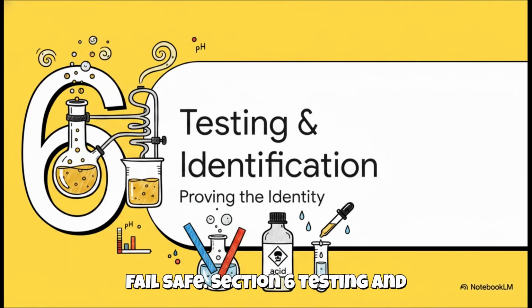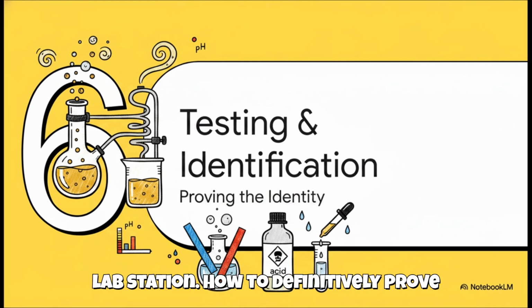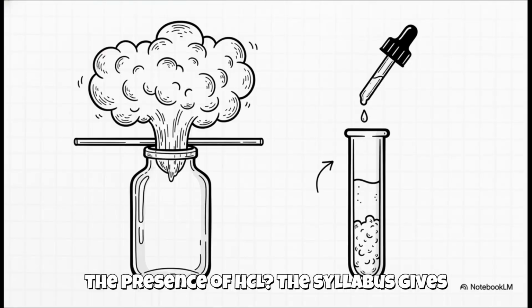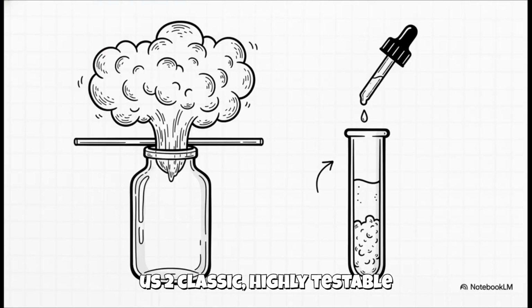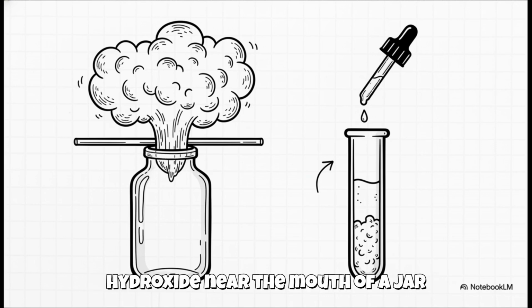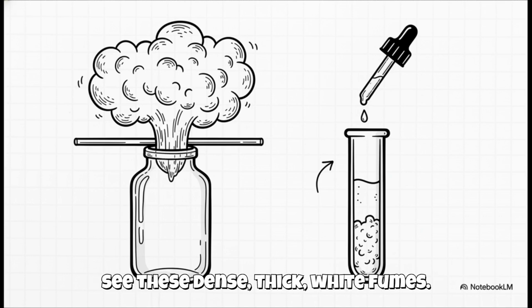Section 6. Testing and Identification. We've arrived at our final lab station: how to definitively prove the presence of HCl. The syllabus gives us two classic, highly testable identification methods. First, if you bring a glass rod dipped in ammonium hydroxide near the mouth of a jar containing HCl gas, you will instantly see these dense, thick, white fumes.